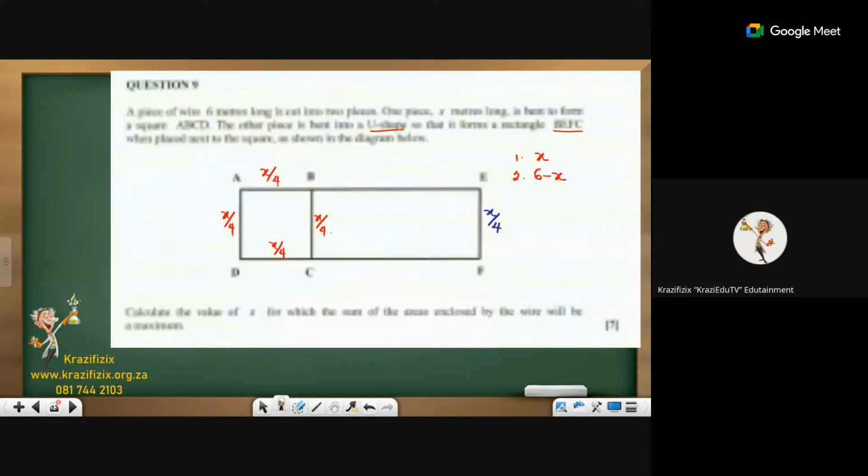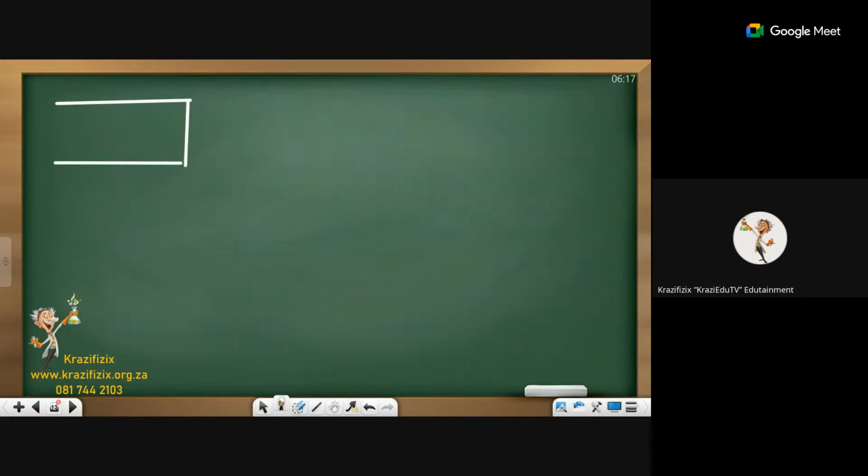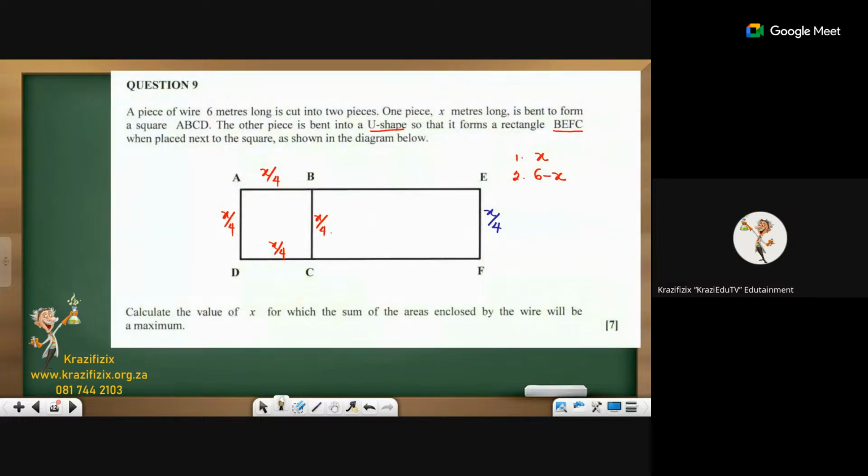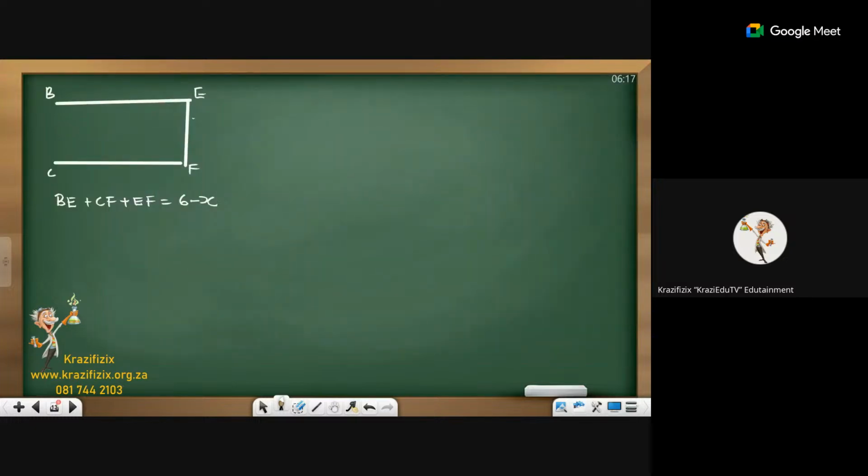Let's get the labels. B, E, F, C. All right. B, E plus EF is equal to 6 minus X. You remember the 6 minus X, right? Lovely. But we know EF as X over 4. We need to get all the dimensions before we can even start working, guys. We must know all our dimensions. Okay, we can say these two are equal because they are opposite.